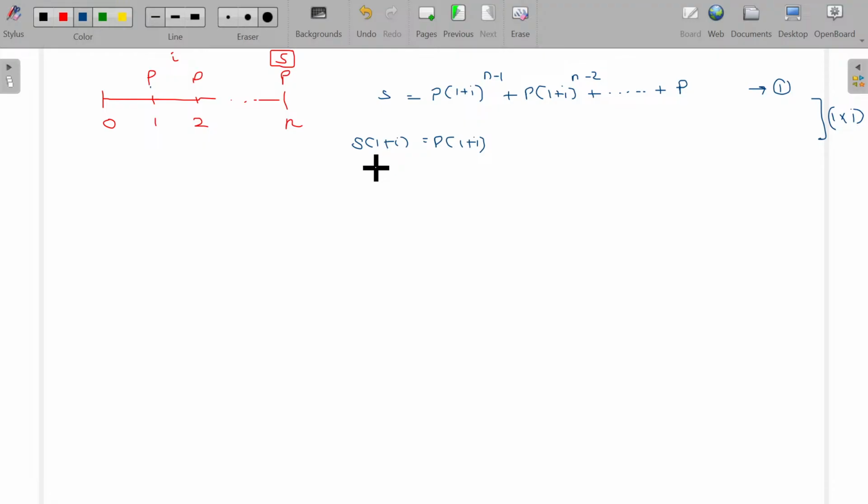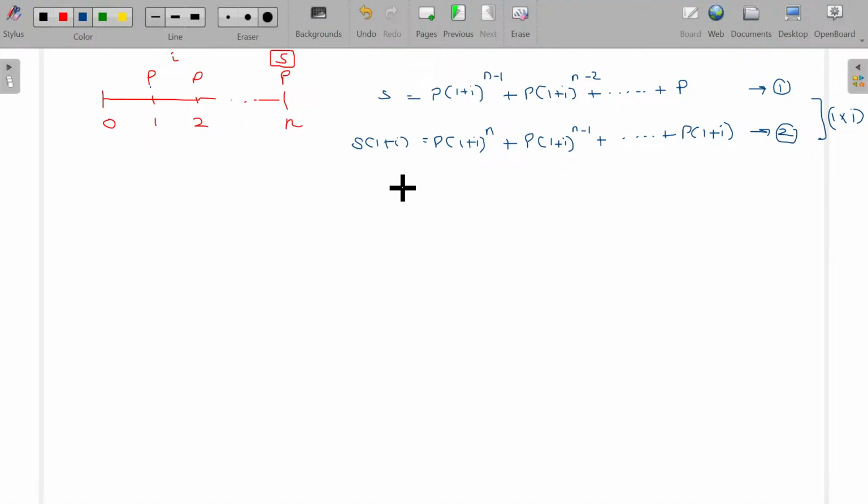Okay, 1 plus i to the power n minus 1 into 1 plus i, again the power will be increased by 1. n minus 1 plus 1 is nothing but only n. Next one becomes P into 1 plus i to the power n minus 1. What happens to the final term? P into 1 plus i. This is equation number 2. Clear? So we have arrived at two equations.